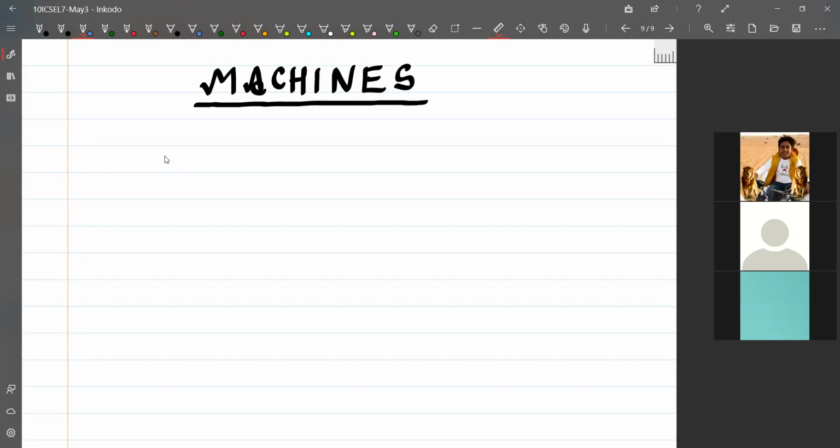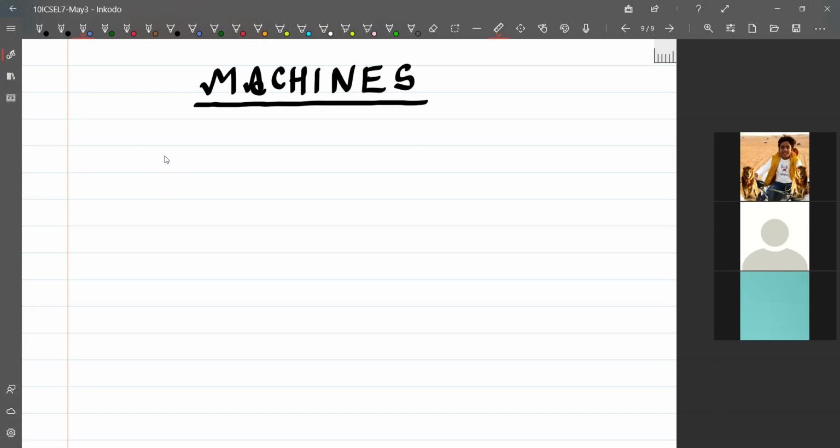A machine is a device which makes our work easier. Machines are devices that make our work easier and convenient. That is also correct. They can convert a small force applied to a larger force, or they can convert rotational motion into different forms of motion.